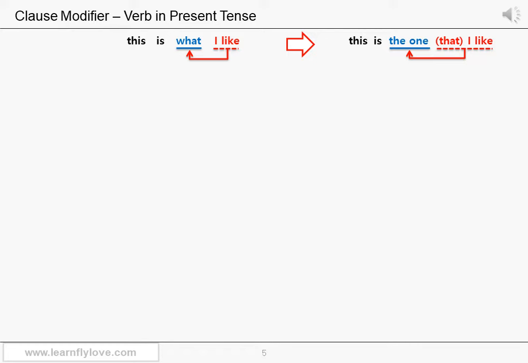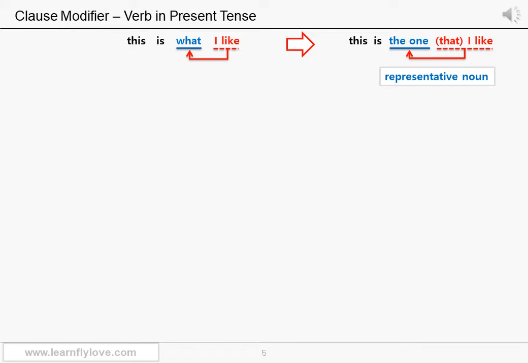This is what I like and this is the one that I like will make the same translation anyway. And both what and the one part will be translated into the same noun, 것. We learned about this. We like to call this 것 noun a representative noun. That's not an official grammatical name.